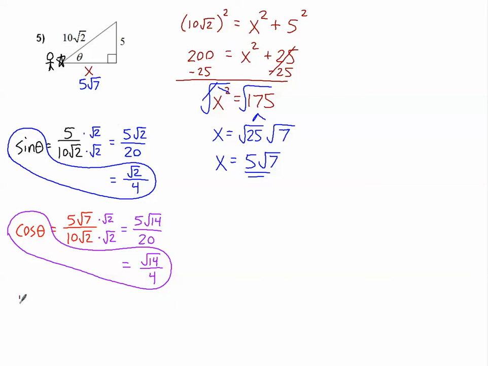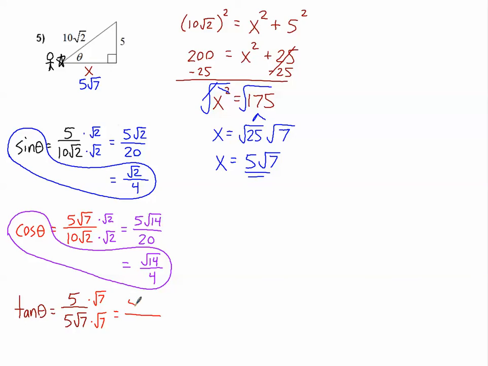There's my cosine. Some lovely radicals. And finally, my tangent. Tangent of theta would be opposite 5 divided by adjacent 5 square root of 7. So I've got my 5, and I'm dividing by 5 square root of 7. Now I've got a square root of 7 in the denominator that I do not want. So I'm going to multiply by the square root of 7 to the denominator and the square root of 7 to the numerator, and let's see what happens.